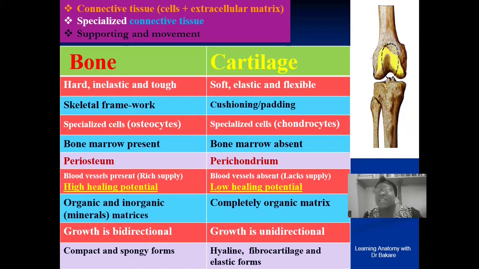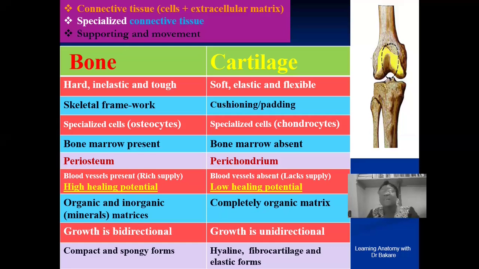Bone is structurally made up of organic and inorganic matrices. So it has an organic component and also an inorganic component. The organic component is made up of cells and extracellular matrix, while the inorganic component is made up of minerals. While cartilage is completely made up of organic matrix, so you see that it is made up of basically the cell and the extracellular matrix. The mineralized deposit that is seen in bone is not seen in cartilage, and this is why bone appears to be hard.